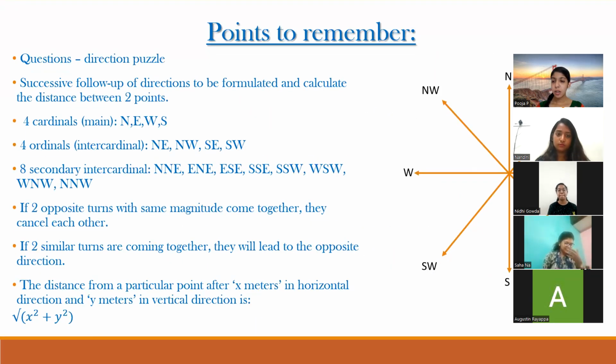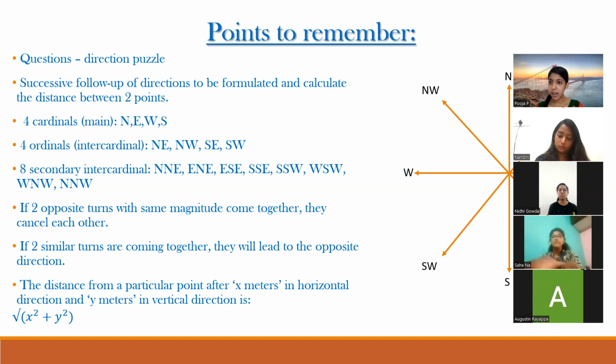When we talk about the topic called direction sense, there are questions that come as direction puzzles. The clues are given, and you're supposed to understand, interpret them, and solve it. So what is an effective approach to the problem? Successive follow-up of directions is to be formulated, and the question asked will be to calculate the distance between 2 points.